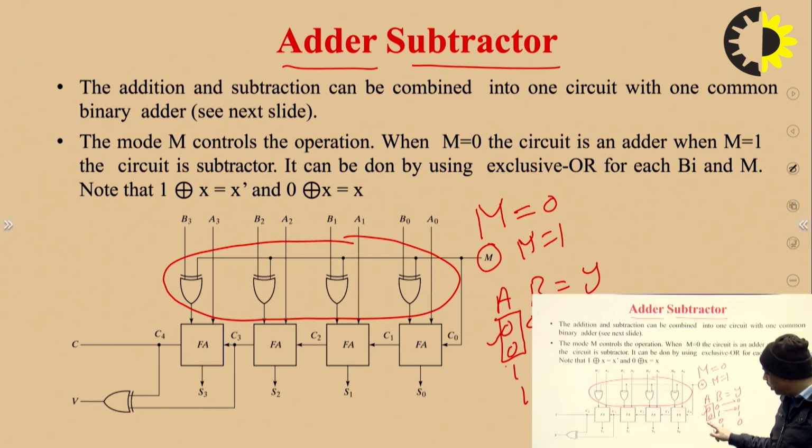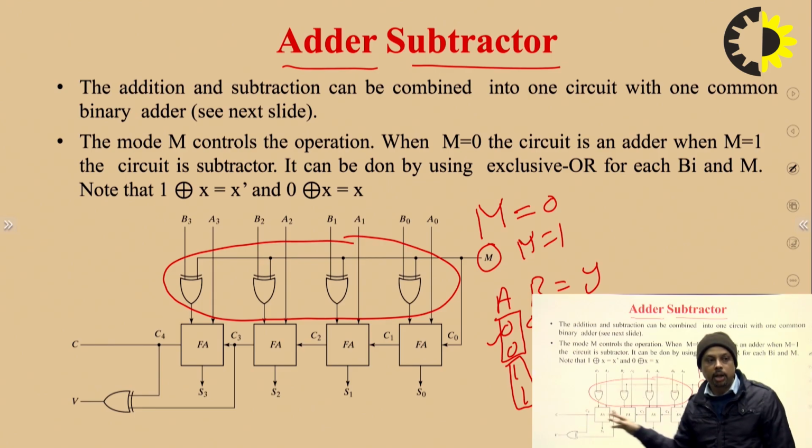And if one of the inputs of the XOR gate is equal to 1, the output is nothing but the flip of the other bit. Like if it is 0, the output became 1, and if this is 1, then the output became 0. Now the same property of the XOR gate is used to flip the number over here.